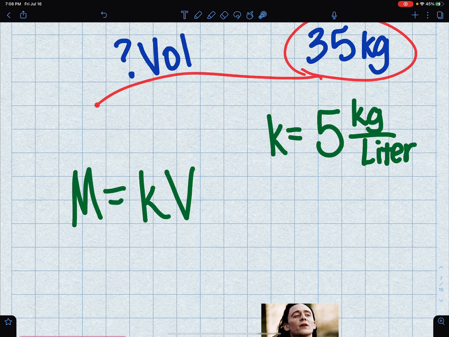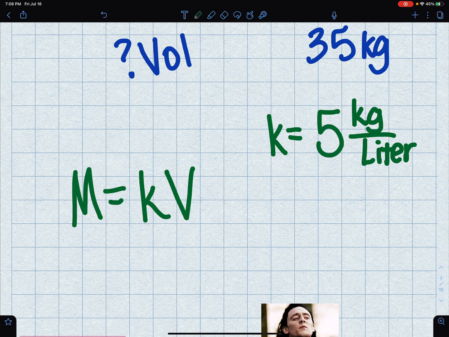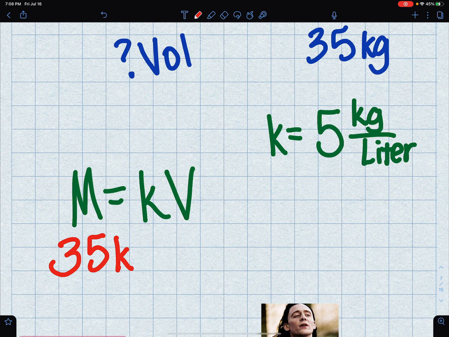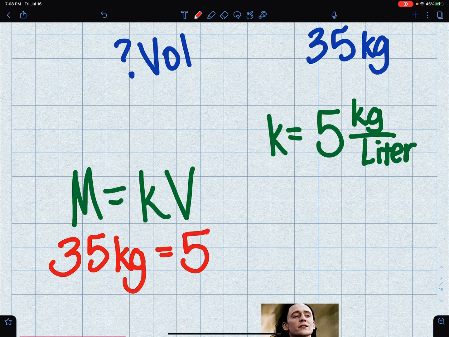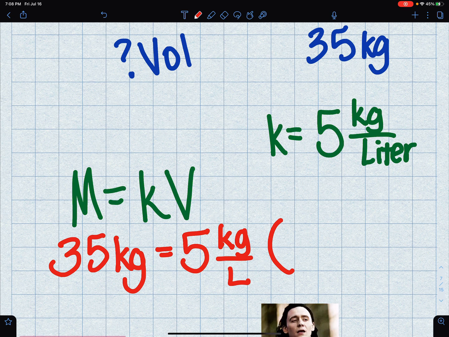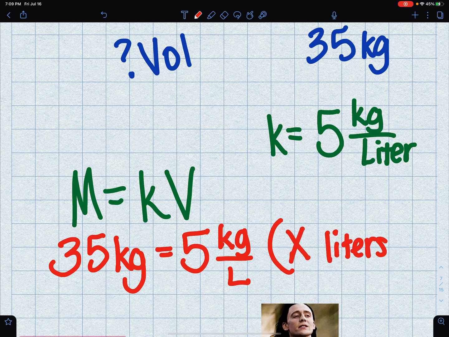So plug this in for mass. Okay, so let's do that. We'll do 35 kilos, I'm just substituting now, is equal to 5 kilos per liter times how many liters? And I'll put, I don't know, X liters. You don't have to do X, you could do V. V would make more sense, huh?